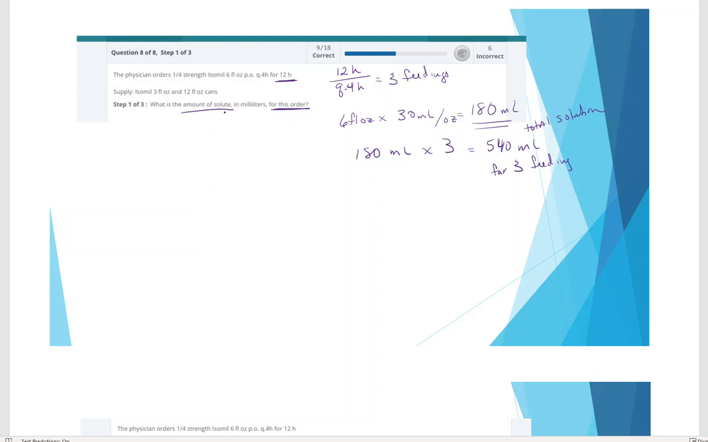So what is the amount of my solute? It's 1/4 strength, so I'm doing 1/4 times my 540 milliliters. So 540 divided by 4 is 135. So I need 135 milliliters of solute. In this case, it's my Isomil. That's part 1.